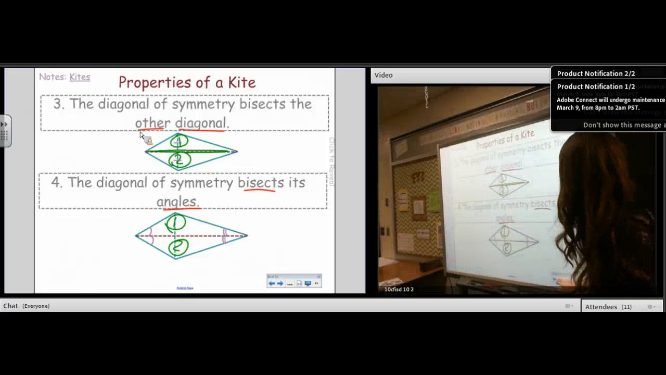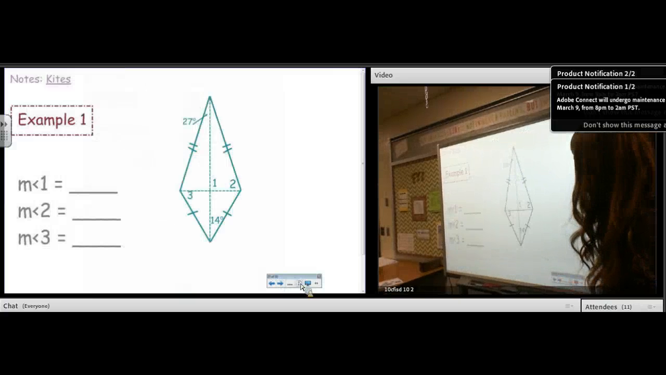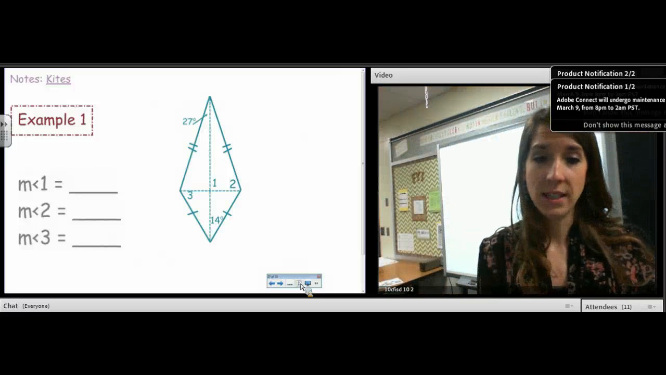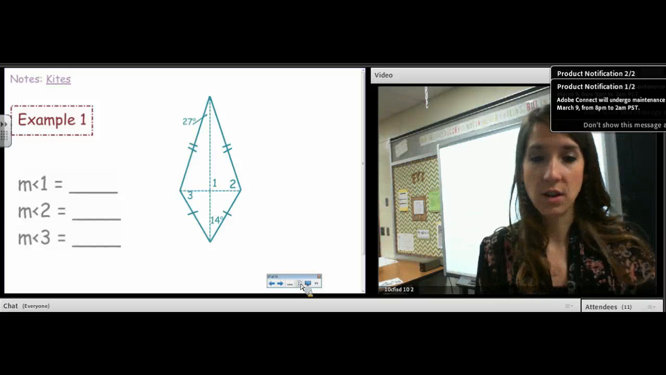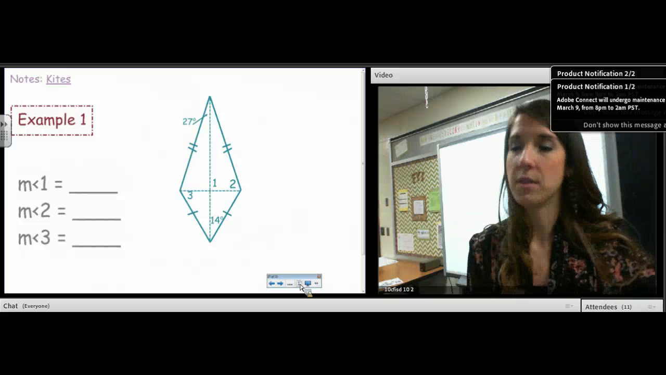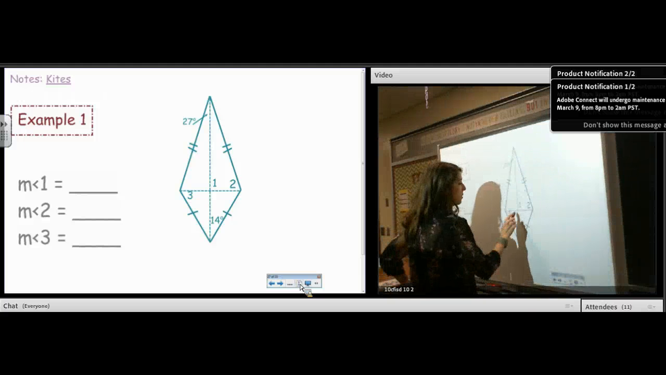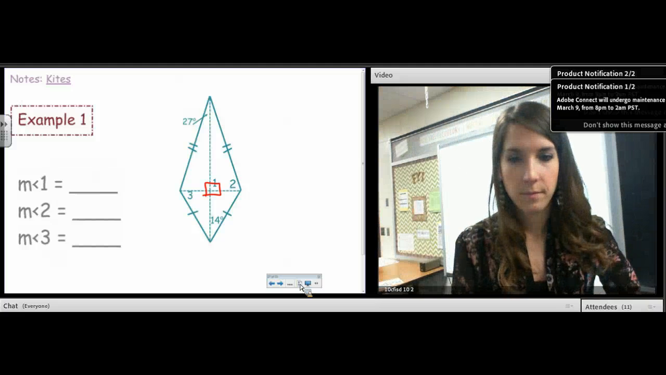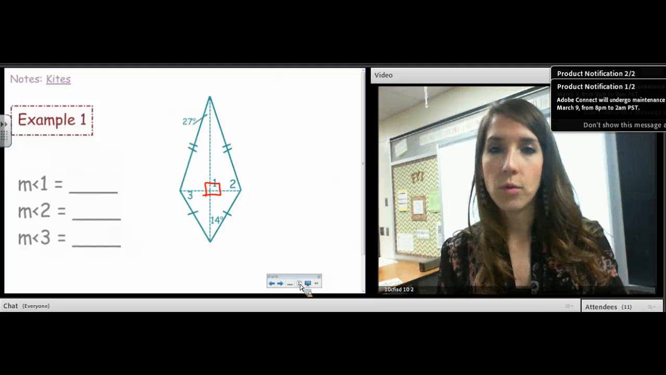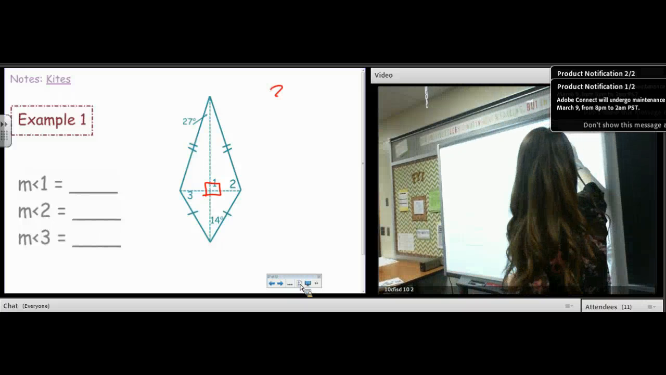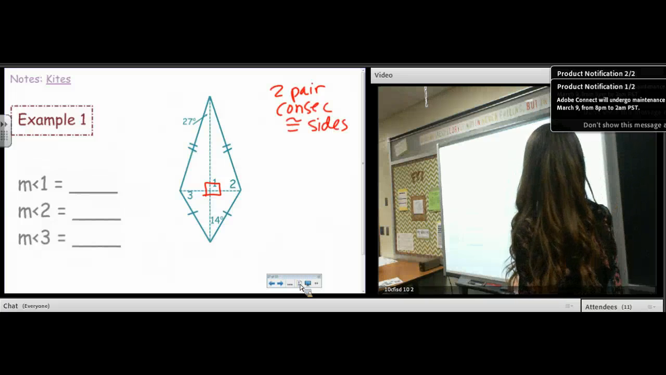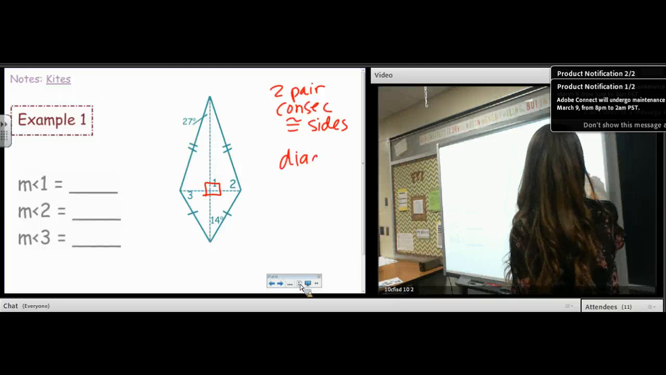Okay? Let's see if we can squeeze in some examples before y'all have to go. So like I said, I recommend that in a kite and a rhombus, the first thing you do every single time is put a box where those diagonals are intersecting. Boom. 90, 90, 90, 90. Every time. Quan, rule number 1 was 2 pairs of consecutive congruent sides. And rule number 2 was diagonals perpendicular.